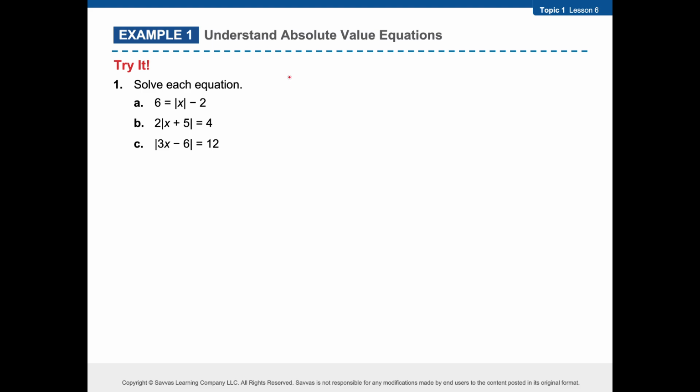All right, so you can pause and try these on your own. See if you get the same answers. Letter A, 6 equals absolute value of x minus 2. Isolate the absolute value bars. Add 2 to both sides. 8 equals the absolute value of x. What takes 8 spaces to reach 0? X can equal 8 and negative 8.